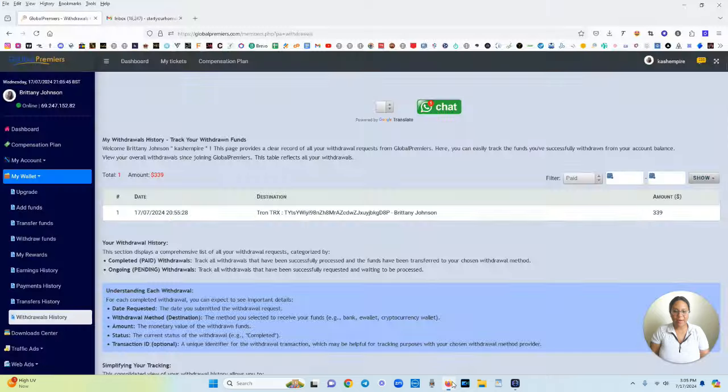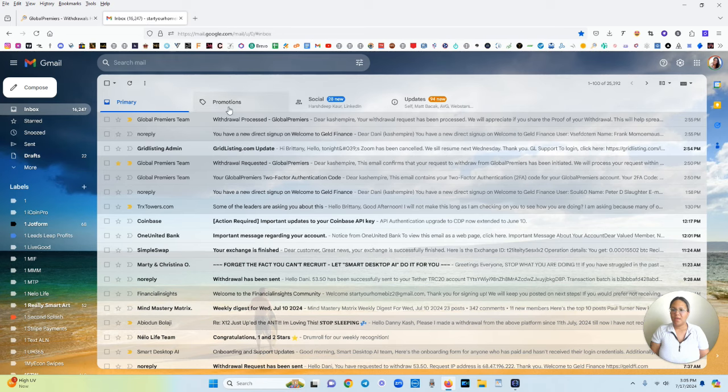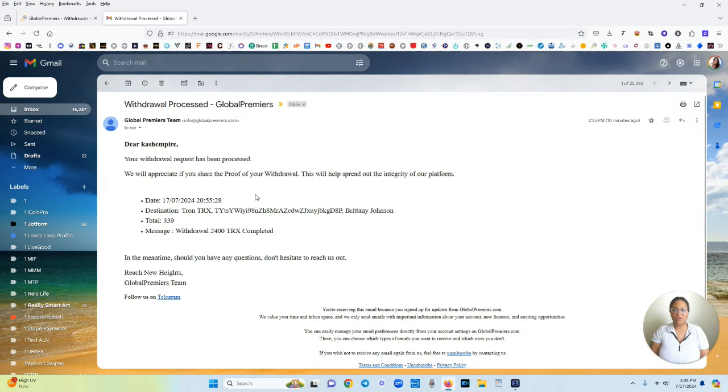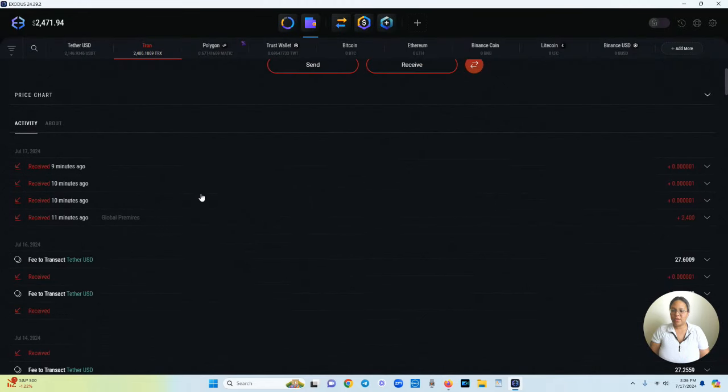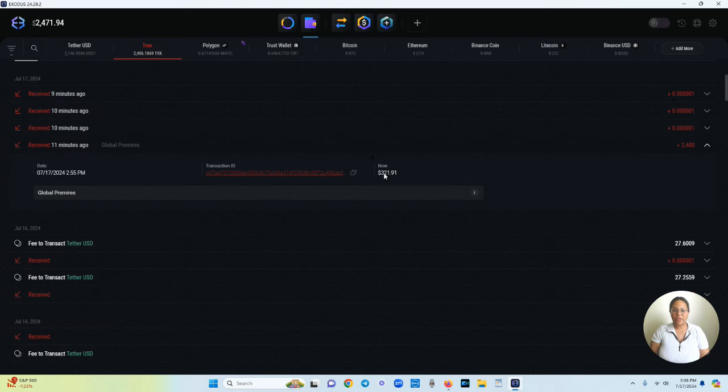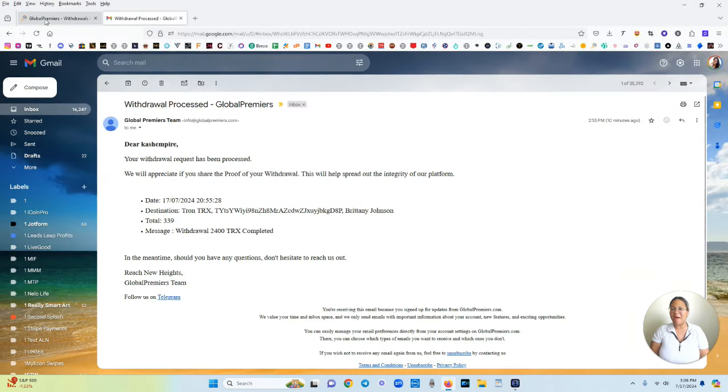So I'm going to go back to the email here, and as you can see, it shows you all of the details. It shows you the date, the destination, the total, and completed. Okay, so as you can see, I withdrew to Tron, all right, and it was $339. Now there is a 5% withdrawal fee. So going over here, you can see down here, I already marked it as Global Premieres. And $321. So it is paying, you guys. So I'm happy about that.